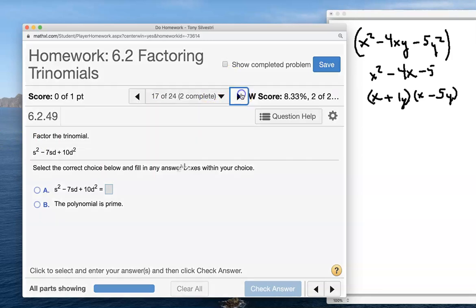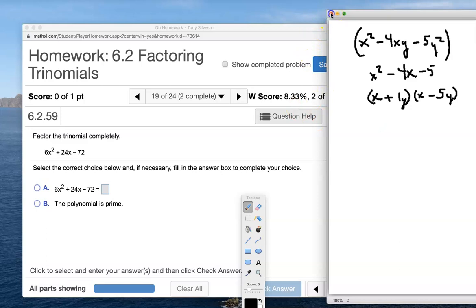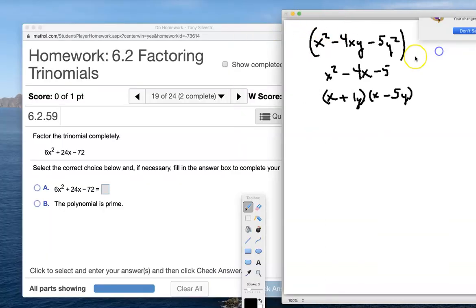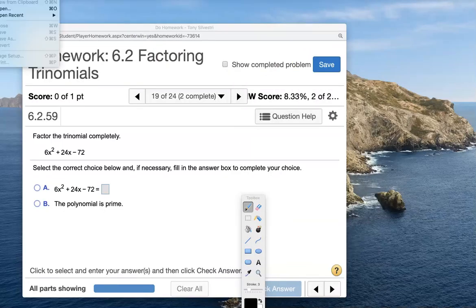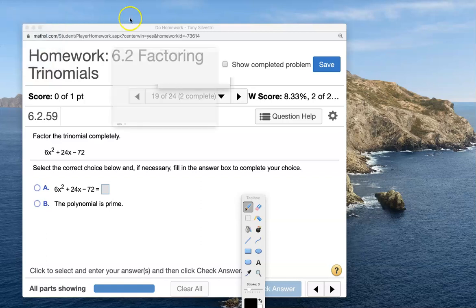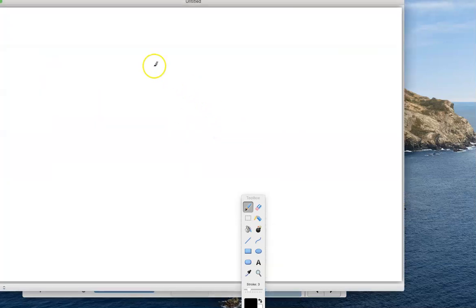So that's the same thing that we did before. So that's a two variable problem. We'll skip that. That's another two variable problem. We'll skip that as well. Okay, factor this entirely. So let's go jump to number 19. We'll clear it. Don't save it. File, new. Okay, there you go.